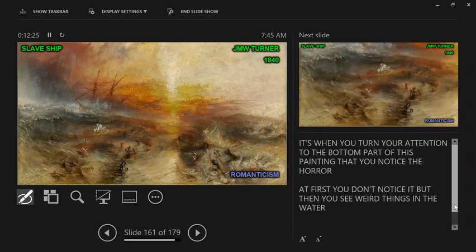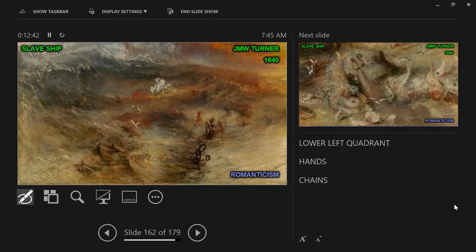But it's when you look at the lower half of the painting that you see the horror of what is going on. These are the slaves that are drowning in the water. And not only are they drowning, but they're being attacked by sea monsters or fish. You begin to see these weird things in the water. You see hands coming out of the water, and you see the chains in the water.